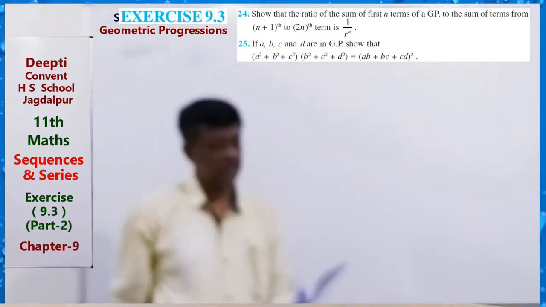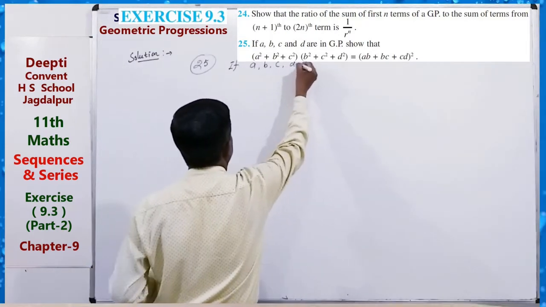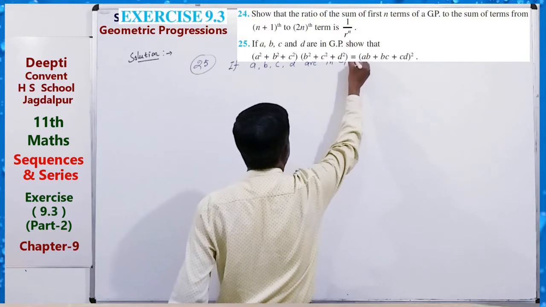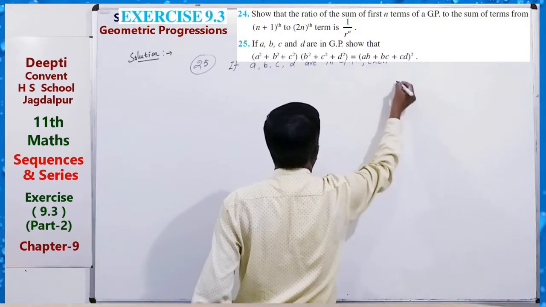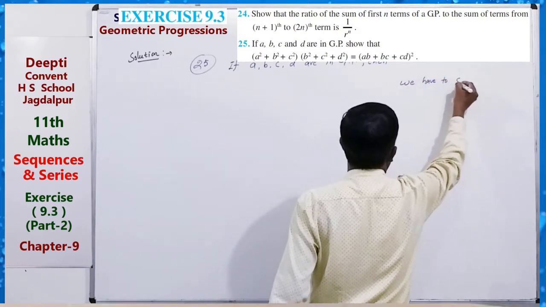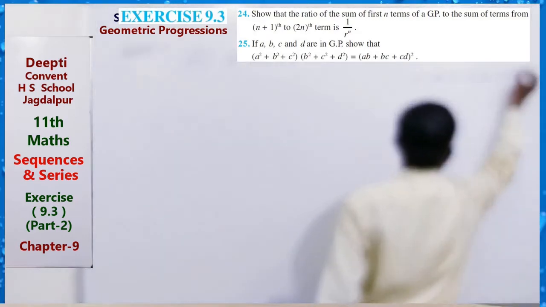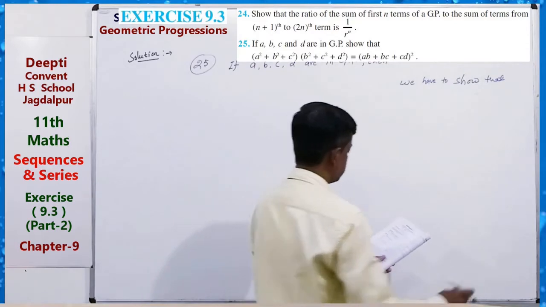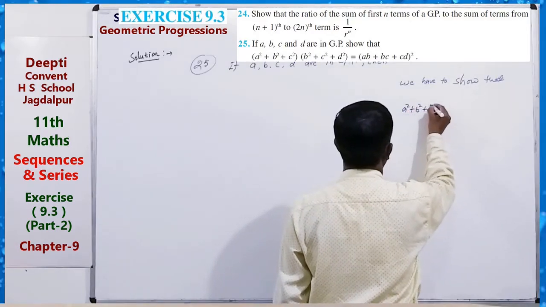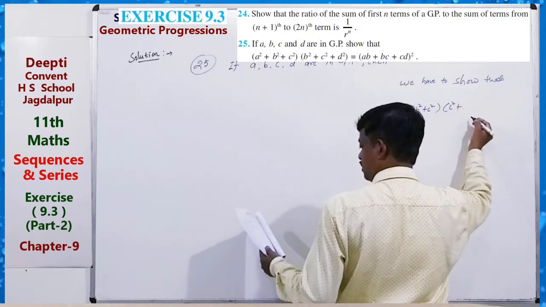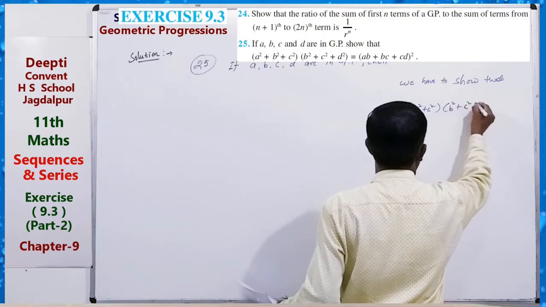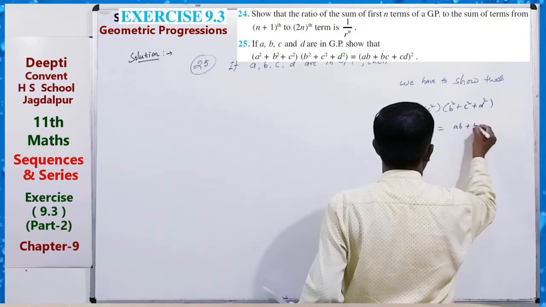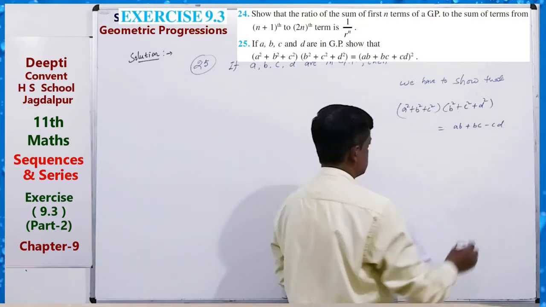If A, B, C, D are in GP, then we have to show that (A square plus B square plus C square)(B square plus C square plus D square) equals (AB plus BC plus CD) whole square.